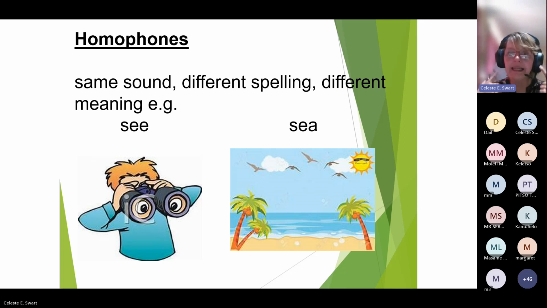I can see clearly because I am wearing my glasses. And the sea, when we say S-E-A, then something simple like, it is lovely to go to the sea because I can swim in the sea. And then we'll know that it's not the same sea that you are looking with because you can't swim in that one.